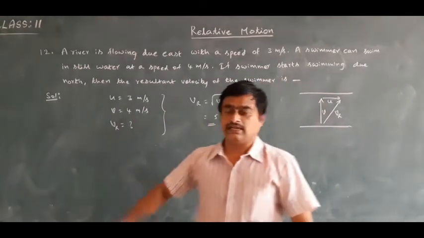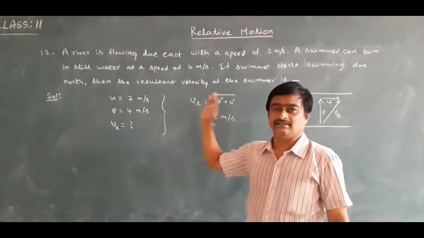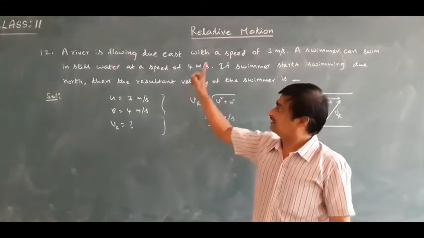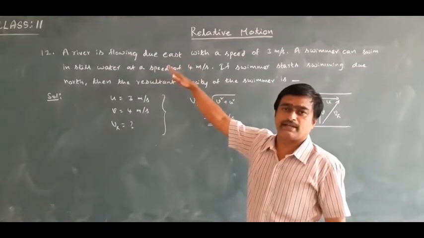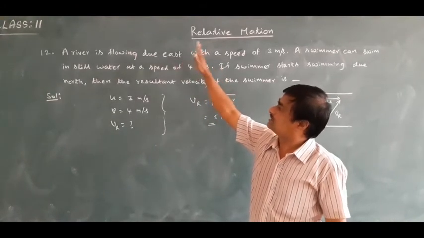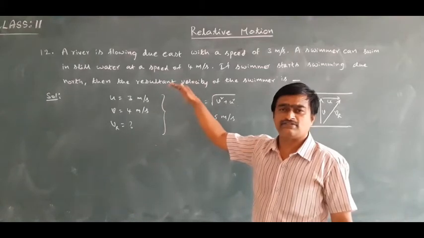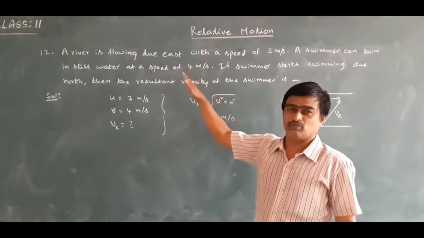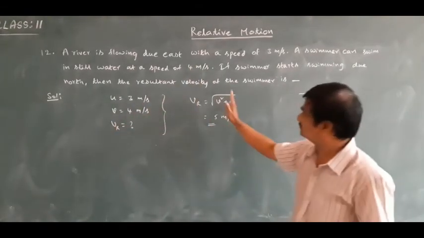See, for this type of problem, there is nothing to work out. East direction and north direction are perpendicular to each other, and one velocity is given and the second velocity is given. The resultant, it is not actually a relative motion. This is vector addition. Simple. Okay.